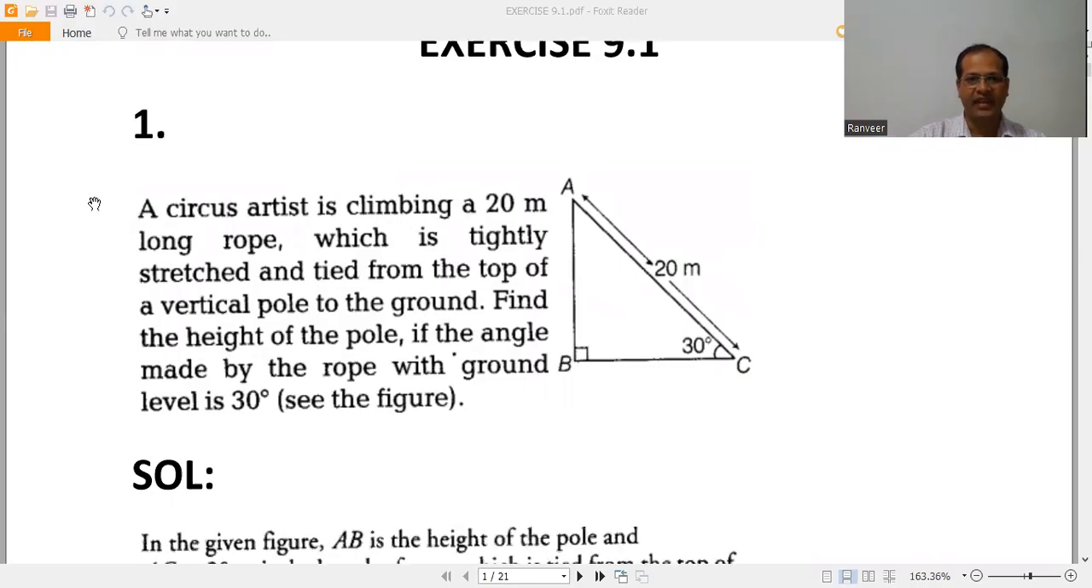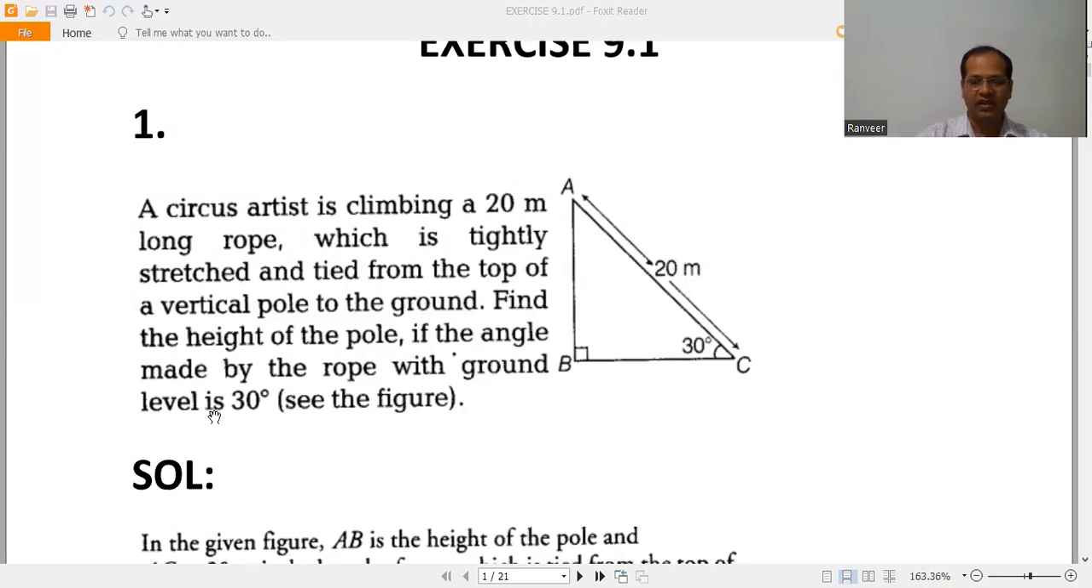First question: a circus artist is climbing a 20-meter long rope, which is tightly stretched and tied from the top of a vertical pole to the ground. Find the height of the pole if the angle made by the rope with ground level is 30 degrees.